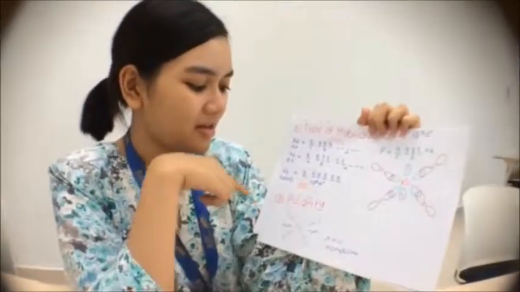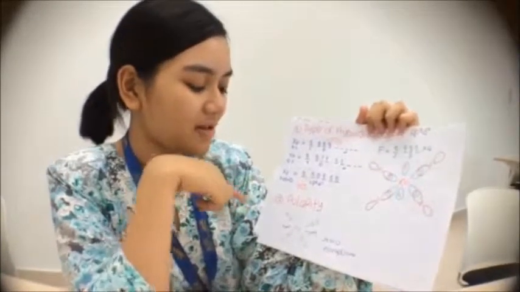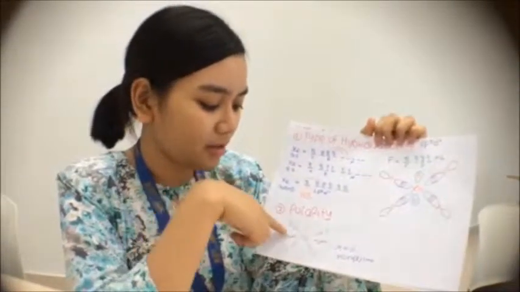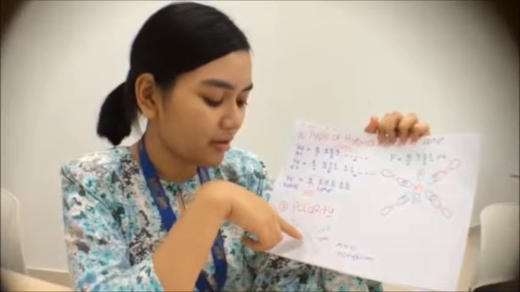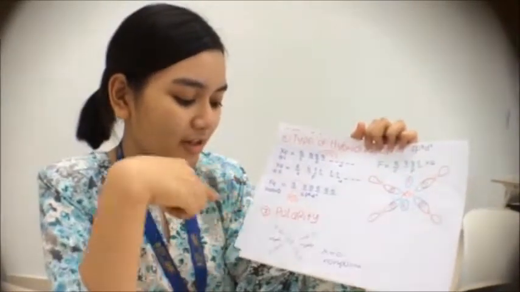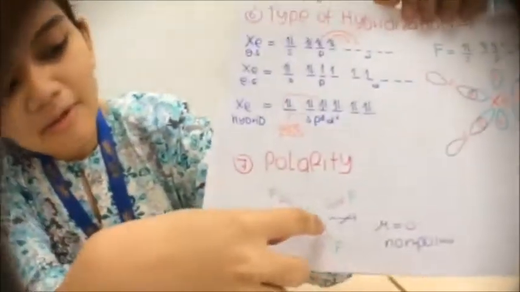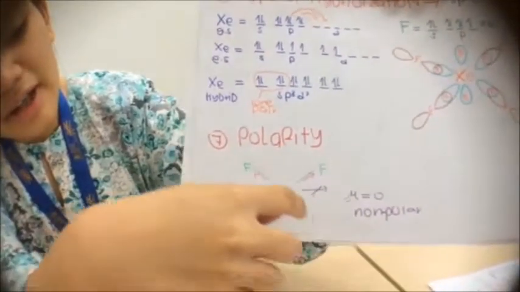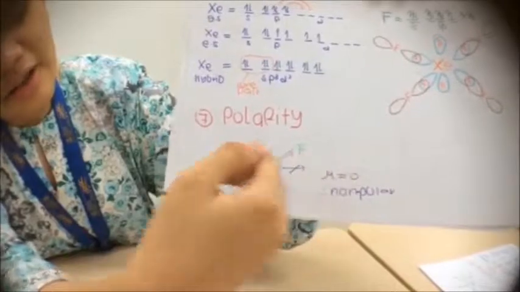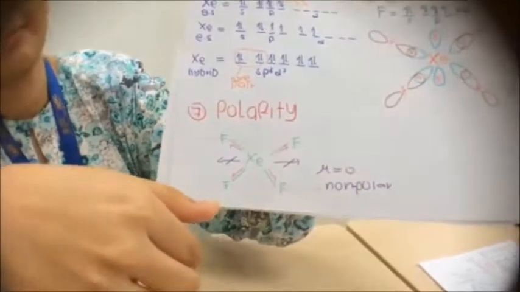And then xenon tetrafluoride is non-polar. We can prove it by dipole moment. We already know that fluorine is more electronegative compared to xenon, so xenon will be attracted to fluorine here, and here, and then the resultants will cancel each other. Okay, that's it. Thank you.